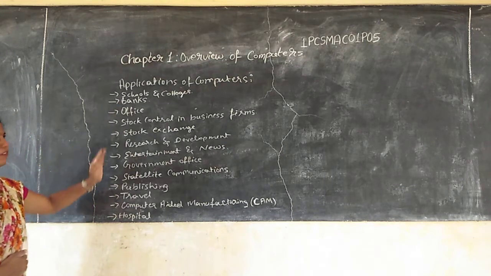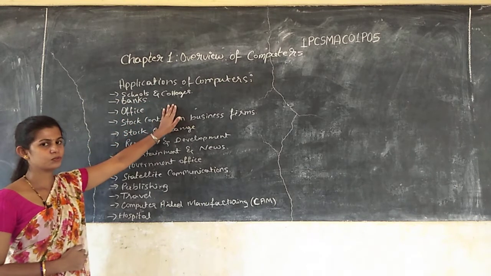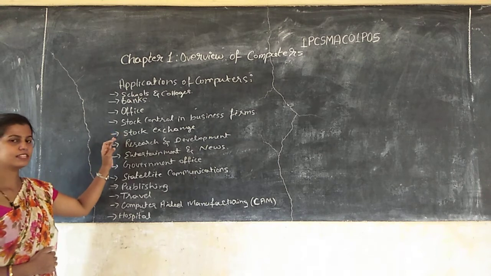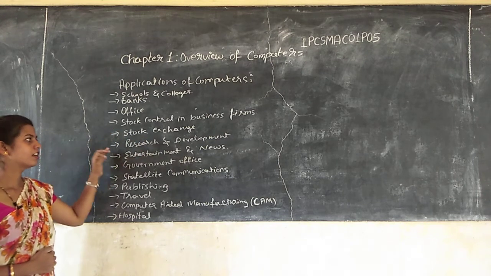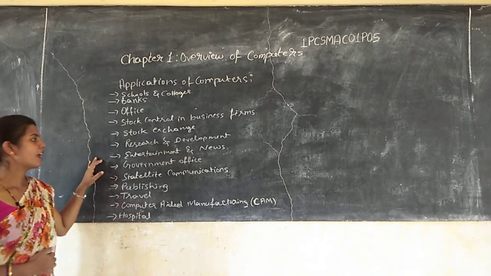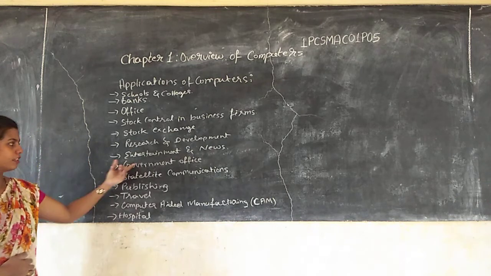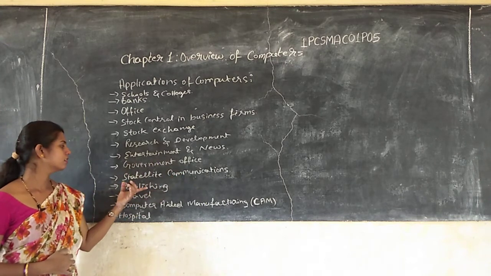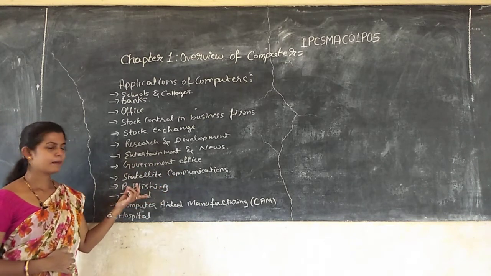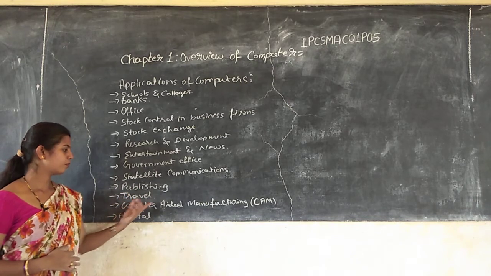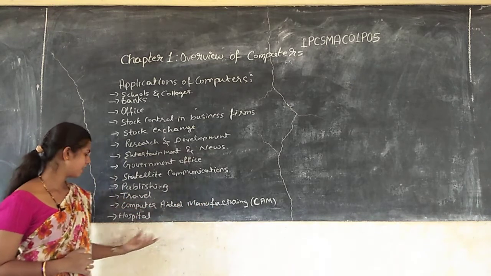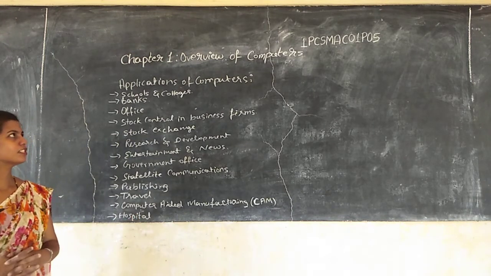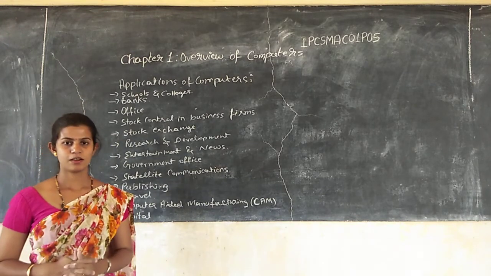So let us see one by one. First one is in schools and colleges, banks, office, stock control in business firms, stock exchange, research and development, entertainment and news, that is, in movies. Next, in government office, satellite communication, publishing, travel, computer aided manufacturing and hospital. So this is about the first chapter called Overview of Computer.